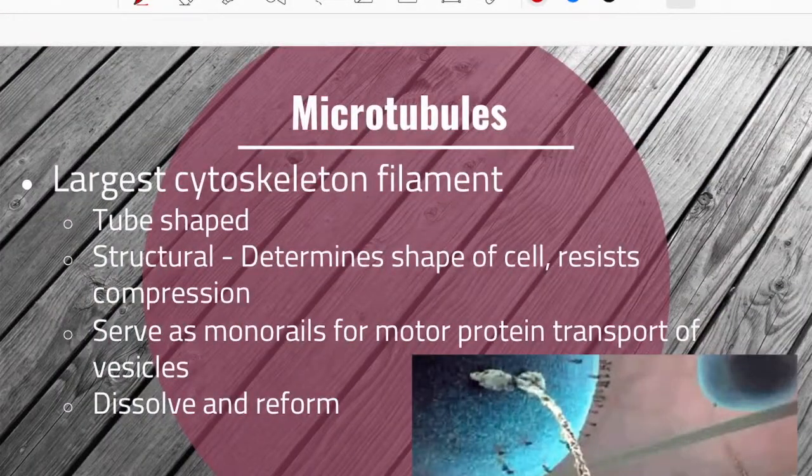And then microtubules. This is the largest cytoskeleton filament. It's tube-shaped, so tubules are tube-shaped. They're structural. They help determine shape.